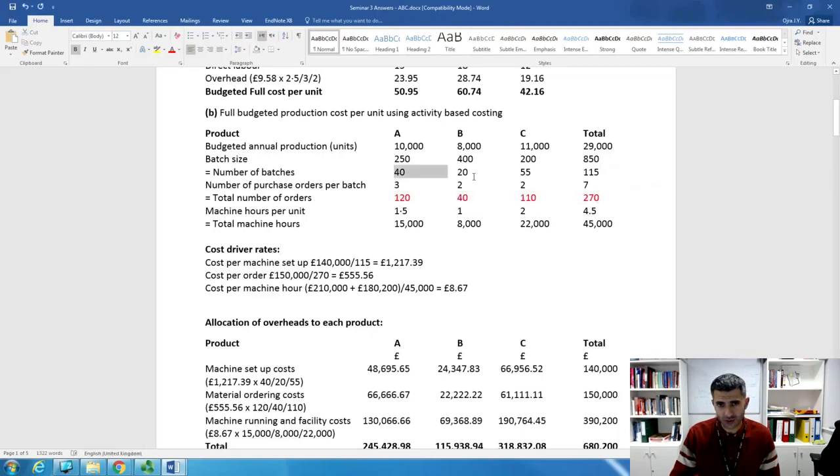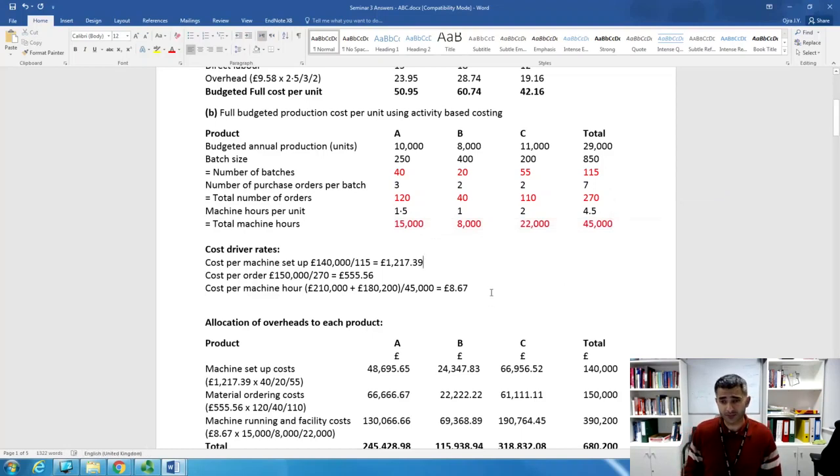And also number of batches is also important because this is the cost driver, isn't it? This is the cost driver there. The last cost driver, we had the machining cost or the machine hours, and I did mention, if you remember, the number of units, you need to multiply it by the direct machine hour per unit. So you find out the machine hours here, the 45,000 machine hours.